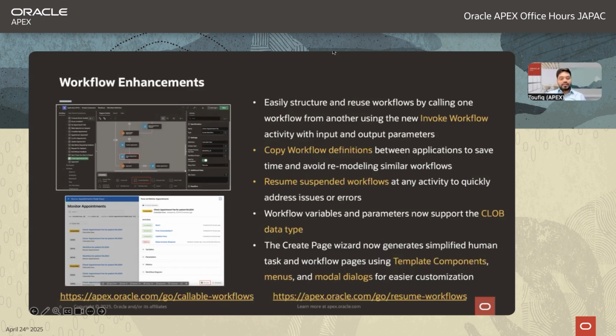And then the third enhancement you get in workflows in 24.2 is resuming suspended workflow at any activity, right? As a workflow administrator, let's say your workflow has faulted or your workflow has to be suspended so that you can make some modifications to the variables. When you suspend a workflow, you may have to resume the workflow after making the modifications, right? So when you resume the workflow in 24.2, you get the flexibility to resume the workflow at any activity.